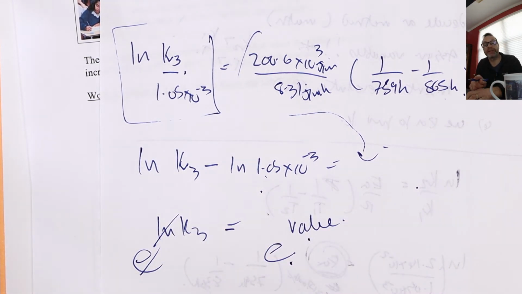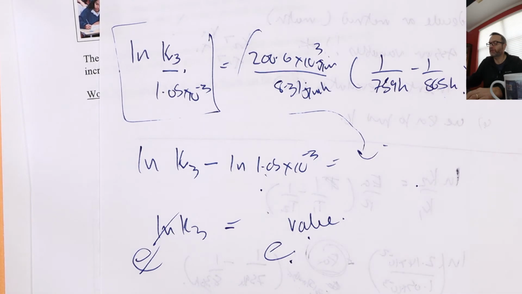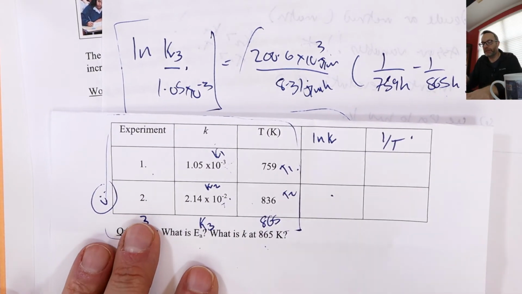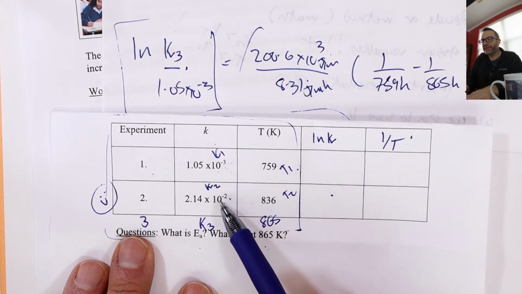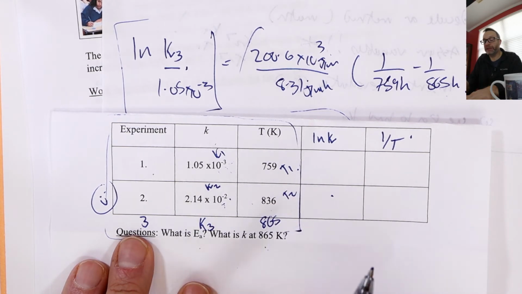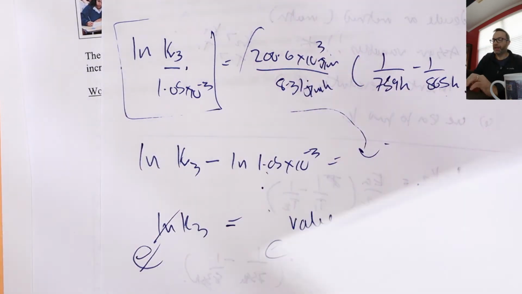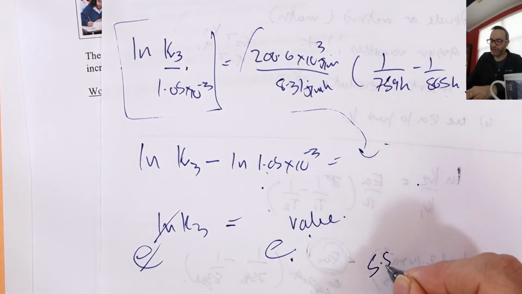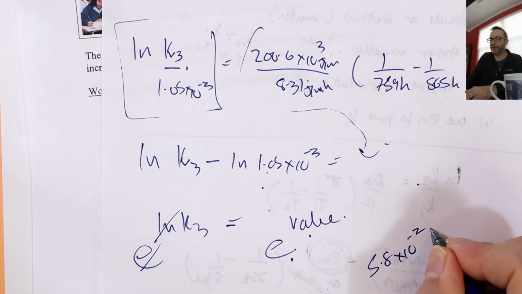All right, now think about it, right? How do you know if you're on the right track? Well, if you look down here, K obviously is getting bigger as temperature goes up. It's a little bit higher, so it's probably going to be somewhere in the mid 10 to the minus 2s. Okay, mid 10 to the minus 2s. And if you got it right, it's 5.8 times 10 to the minus 2.